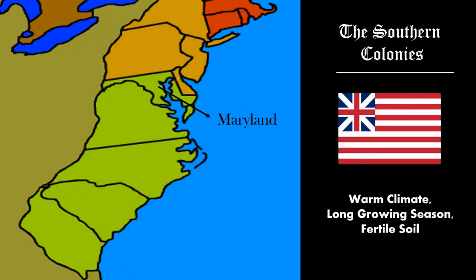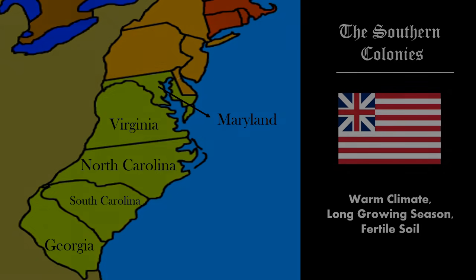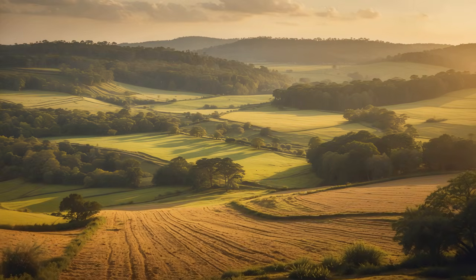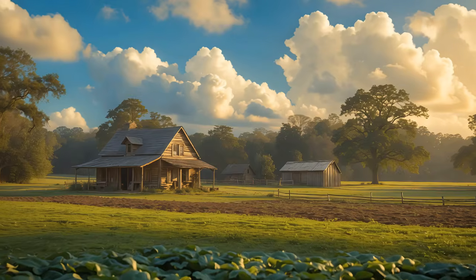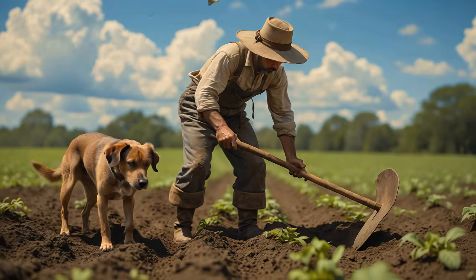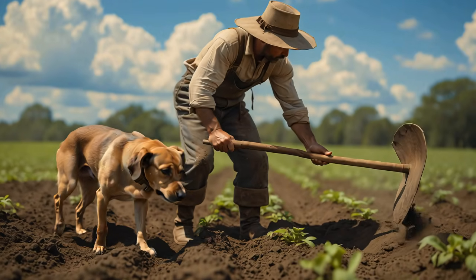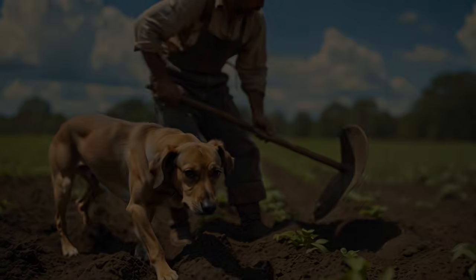In the Southern Colonies, Maryland, Virginia, North Carolina, South Carolina, and Georgia developed in a very different way. The region's warm climate, long growing season, and fertile soil made it ideal for farming. Agriculture shaped nearly every part of life, and most colonists lived in rural areas.